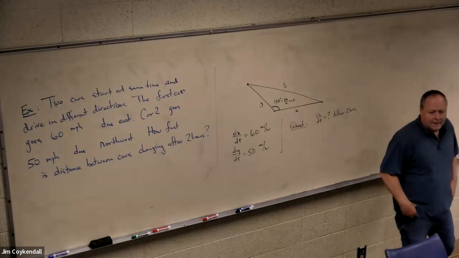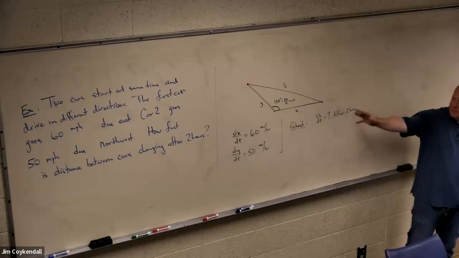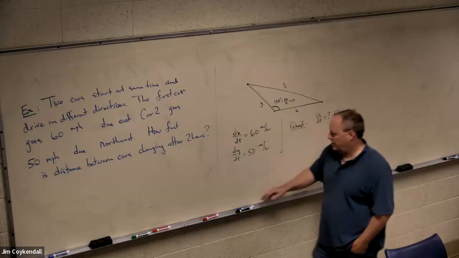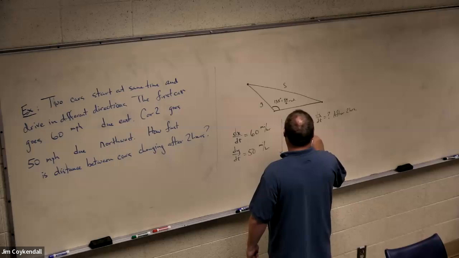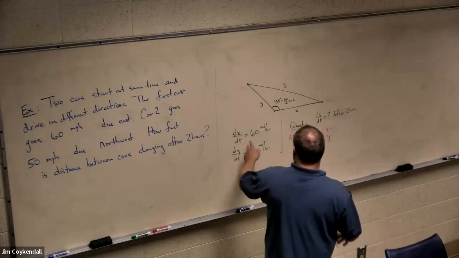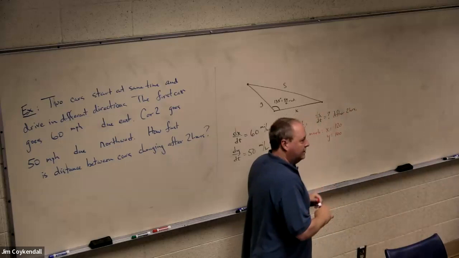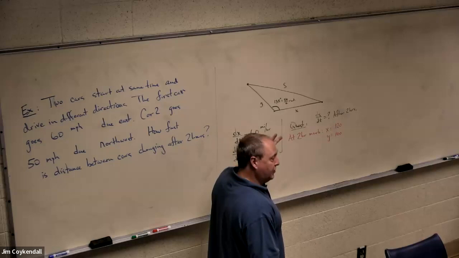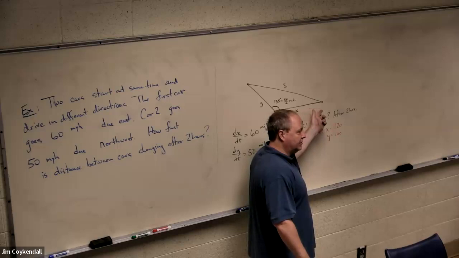But the after 2 hours is not directly helpful, it's indirectly. I really need some stuff that involves what I've got written up already. After 2 hours, at the 2 hour mark, what are X and Y? X must be 120, Y must be 100. Do I agree with that? Because the car's been going 60 miles an hour for 2 hours. So at the 2 hour mark, that X is going to have grown to 120 miles. And at the 2 hour mark, the Y will have grown to 100 miles.